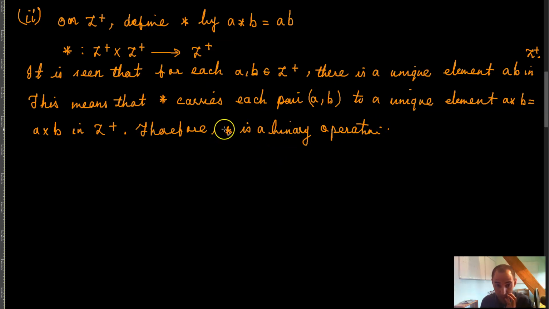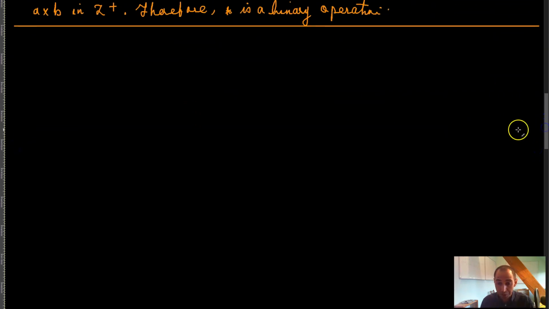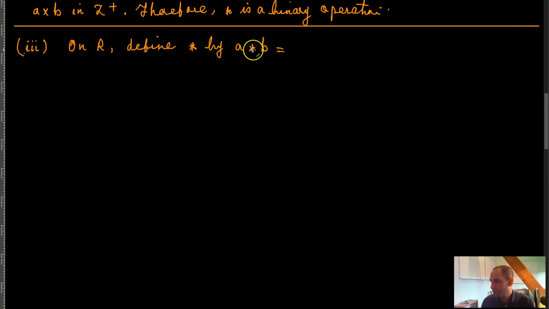So now, part three of this question, you have R, defined star by A star B is equal to AB squared. So this is also a binary operation.